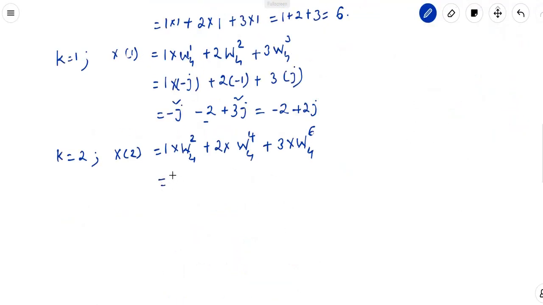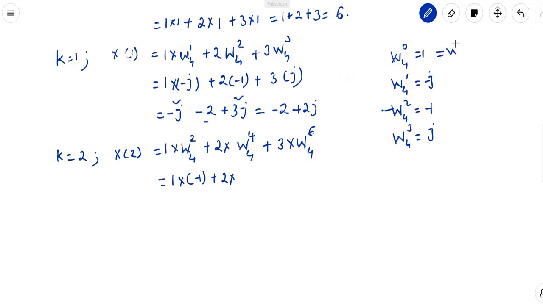Okay, so what is the value here? I will write down here. Omega 4 of 0 is 1. Omega 4 of 1 is equal to minus j. Omega 4 of 2 is equal to minus 1. Omega 4 of 3 is equal to j. So 2 means how much here? I'm going to substitute minus 1 plus 2 into omega 4. See, I told you the twiddle factor has a periodic property. Last class we have done that. So this will be repeated again. This will be equal to omega 4 of 4, omega 4 of 5, omega 4 of 6, and this is equal to omega 4 of 7.